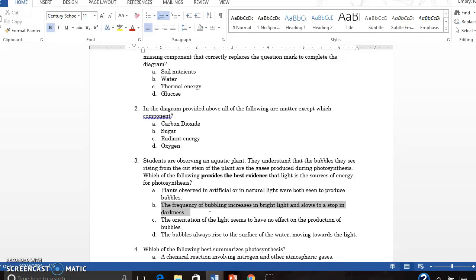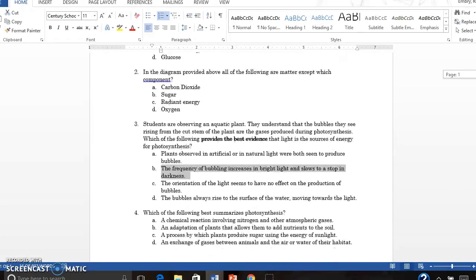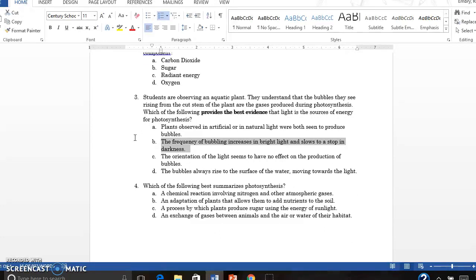Alright, B is actually the correct answer because it's showing you evidence that light is the source of energy for photosynthesis, because it shows here that the bubbling increases in bright light, but then it slows to a stop in darkness. C, the orientation of light seems to have no effect on the production of bubbles, is not the best evidence that light is the energy source. D, the bubbles always rise to the surface of the water, moving towards the light. No, not the correct answer. The correct answer here is B, the frequency. And frequency just means how often.